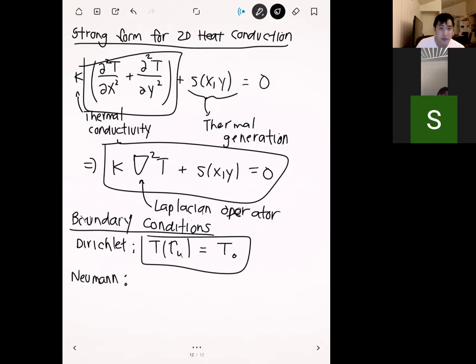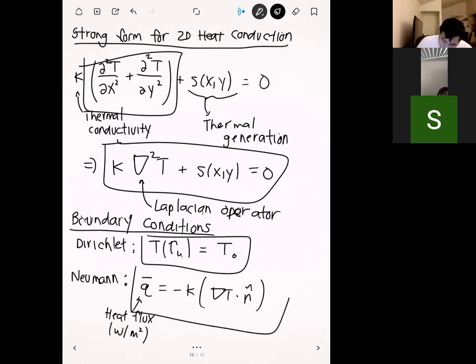Okay, so let's talk Neumann boundary conditions, because these are a little bit more interesting since they utilize the outward unit normal. Here, q bar is going to be some kind of heat flux, and the SI unit for heat flux is watts per meter squared. The way we mathematically formulate this for heat conduction is minus k times the gradient of T dot product with the normal vector. This is Fourier's law of heat transfer.